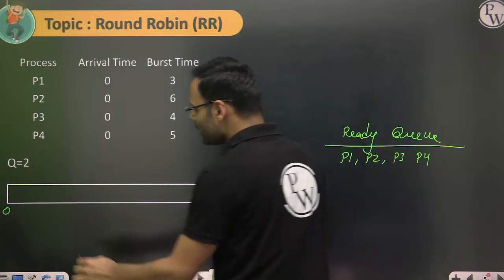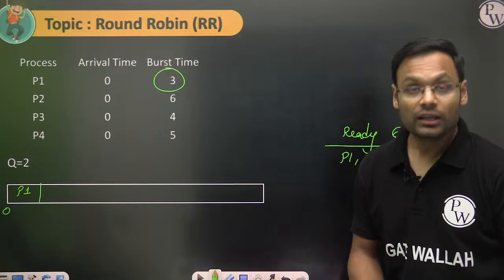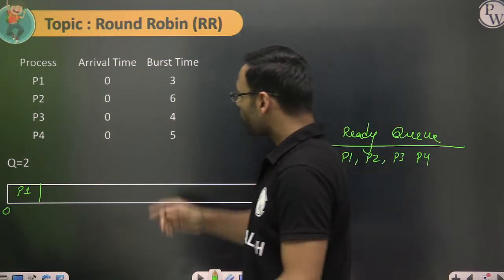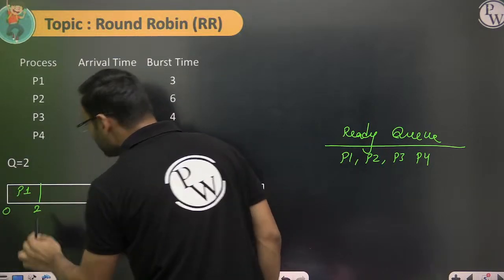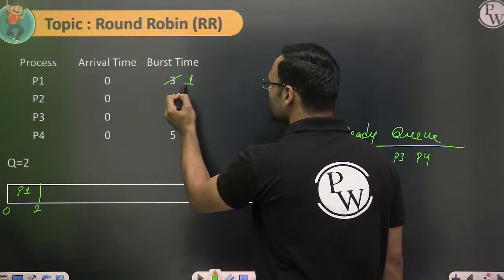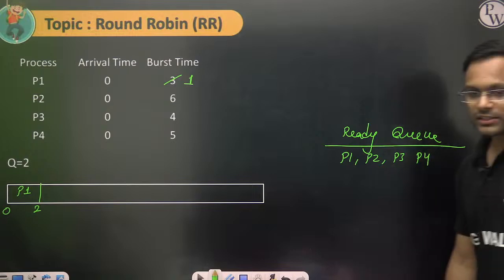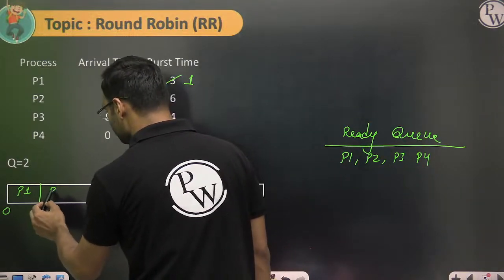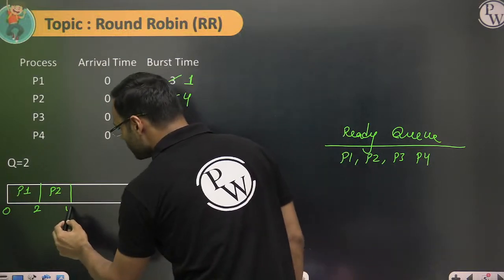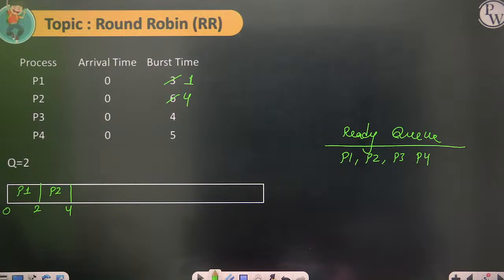The first process we will run is P1. P1 takes a total of 3 units of time to run, but we will not run P1 for the entire 3 units of time. No, we will run P1 for only quantum duration 2 and preempt. So if P1 runs for quantum duration 2, the remaining is just 1. Next in the queue, the next turn is P2. P2 will run next, remaining is 4, and up to 2 time units only P2 runs. That is the effect of quantum.